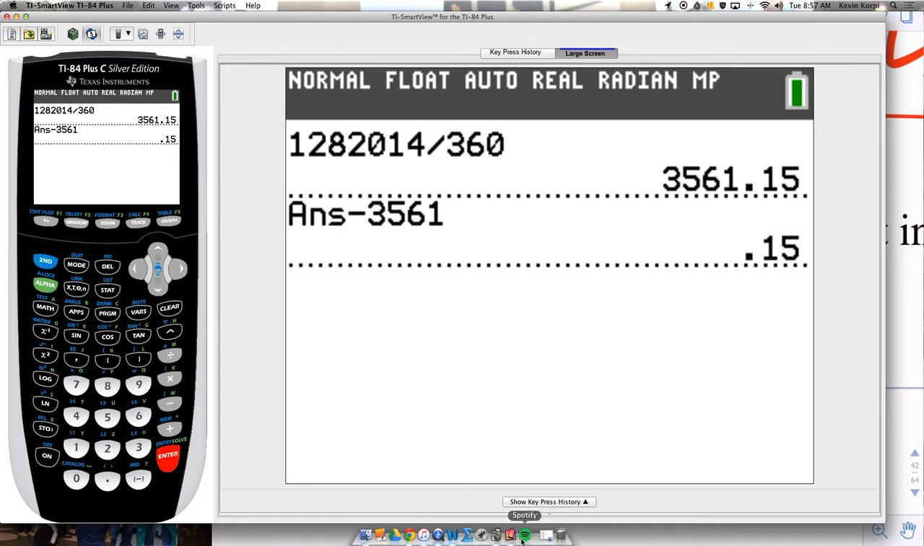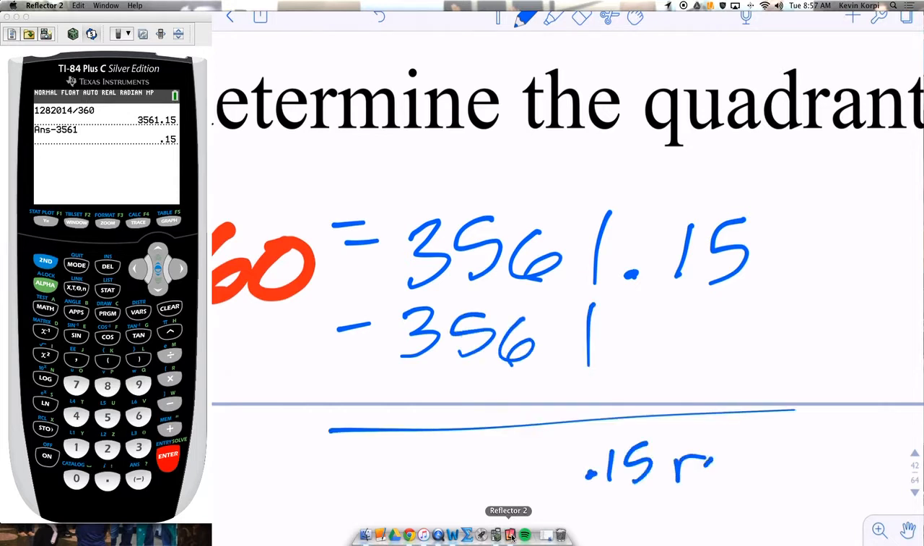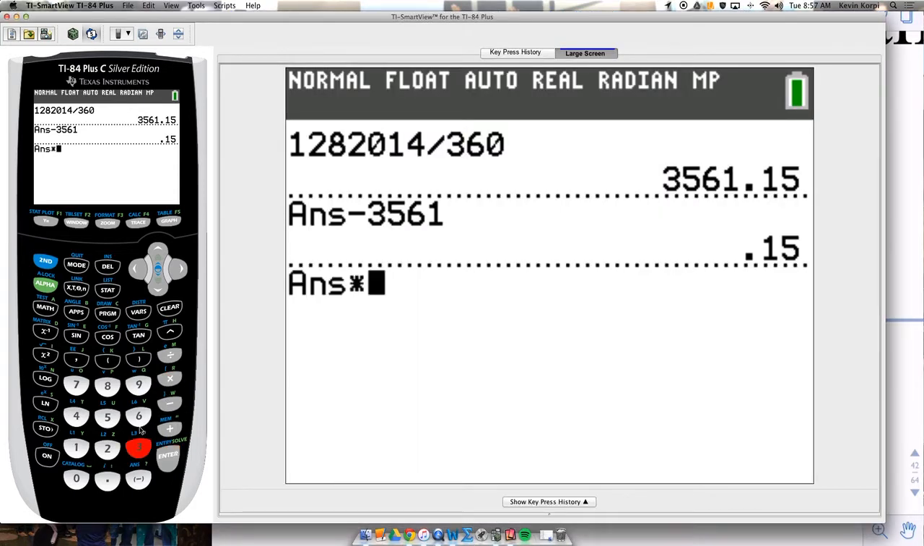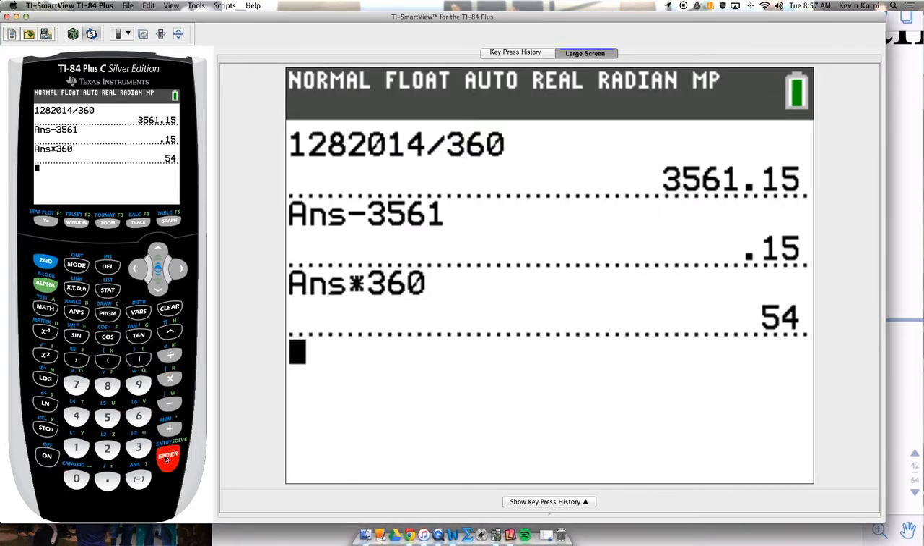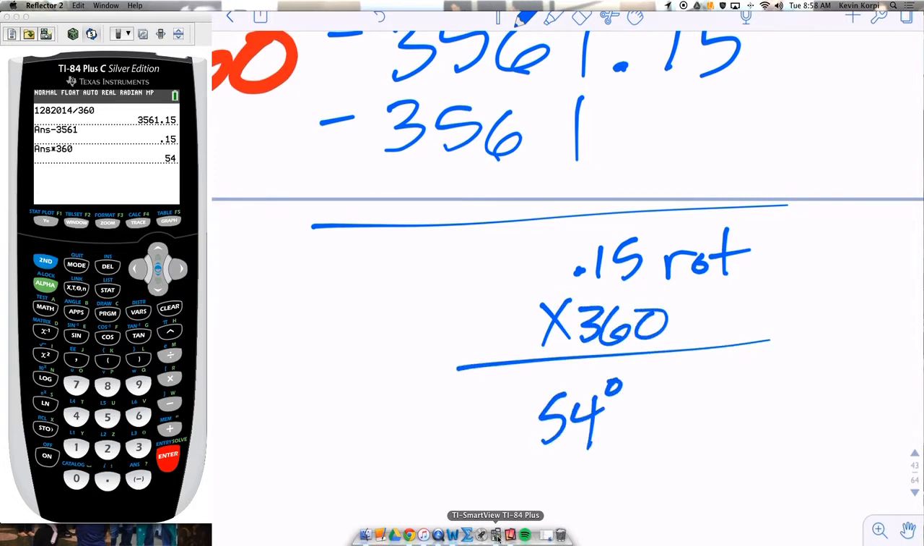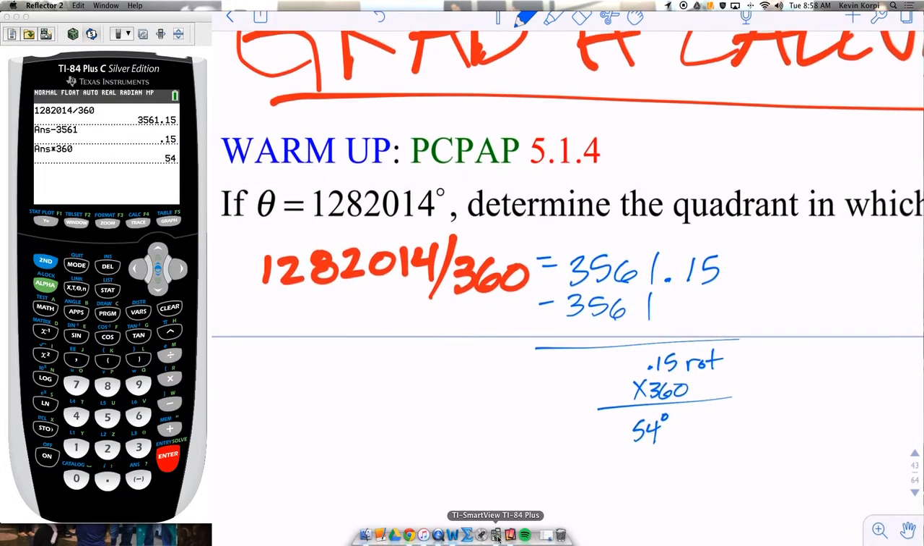All right, so what I'll do on my iPad here just to show the procedure, and again, this is not necessarily something you have to do on a multiple choice, but if we subtract that out, we get 0.15 of a rotation. And if I remultiply that by 360 to get the number of degrees that rotation is, we get 54 degrees. Now, 54 degrees is a very important number because what do we call that angle? That's the reference angle. Yes, very good.